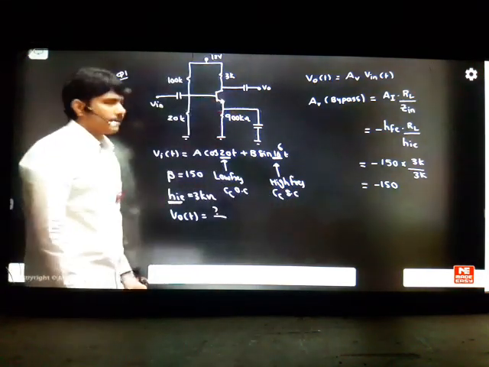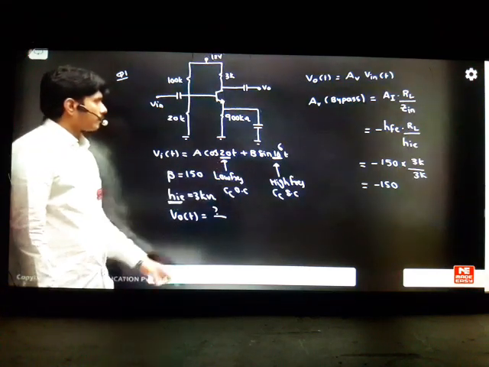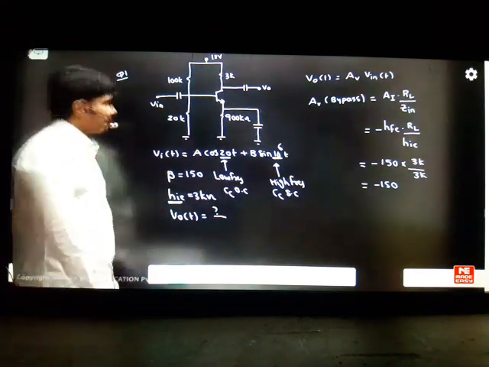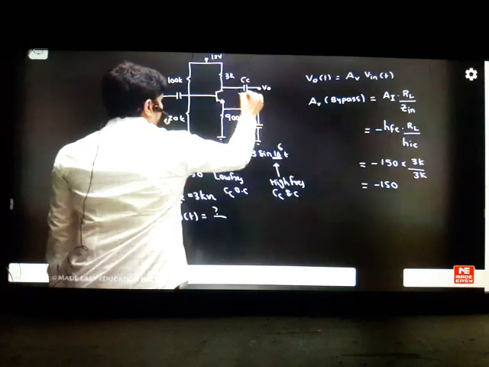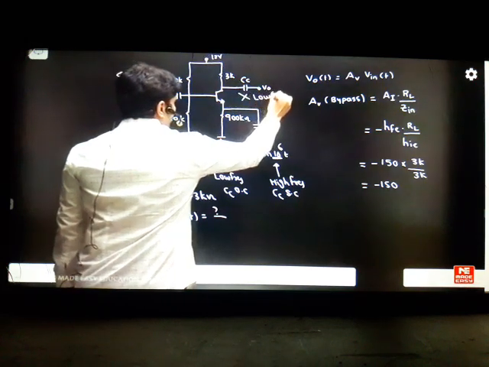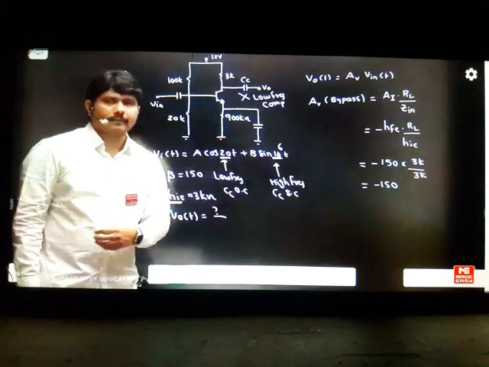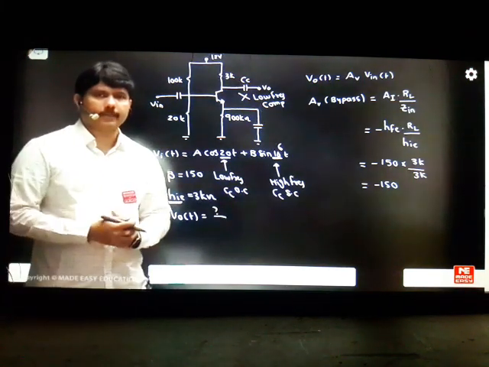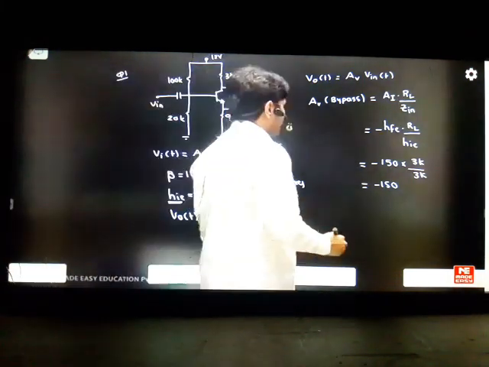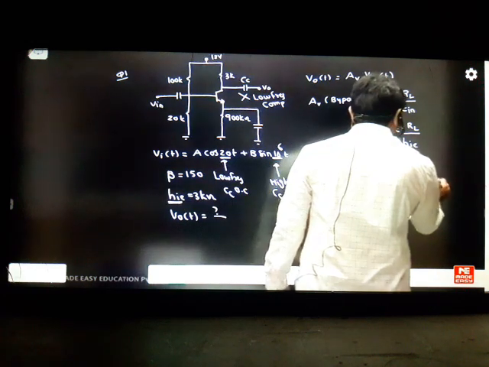That means this last capacitor, whatever you are seeing here, will not allow the low frequency input to go, but it will allow the input of 10 power 6. It just blocks the low frequency components. That is the meaning of giving this signal. At high frequencies the capacitor will be short, at low frequencies it will be open circuit. So I think your answer should be only the sine 10 power 6 term.